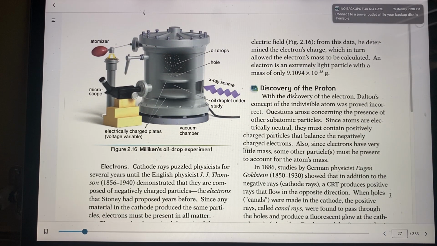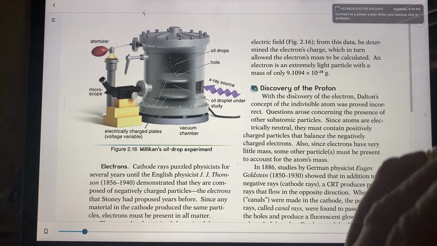You can see the oil droplets under study, and he would knock electrons off these oil droplets and fill the electrical field there. See, it would fill with electrons. And so he'd ask, what is this? He determined there was charge and mass, and he figured that electrons were very lightweight. In fact, they'd be 9.1094 times 10 to the negative 28th power grams, very, very light compared to the mass of an atom.